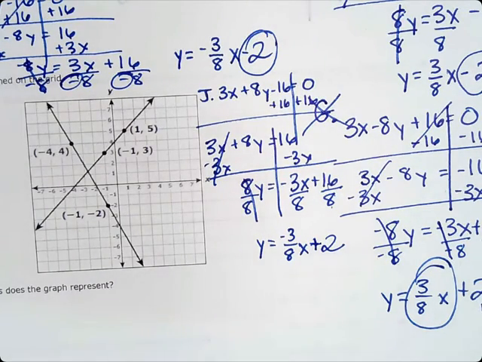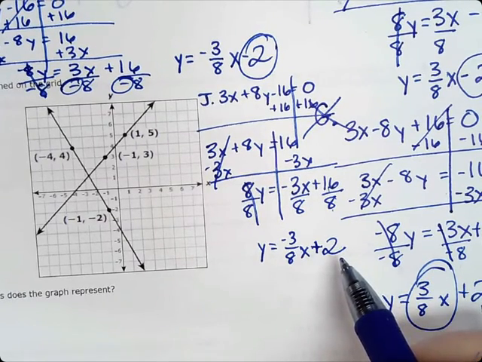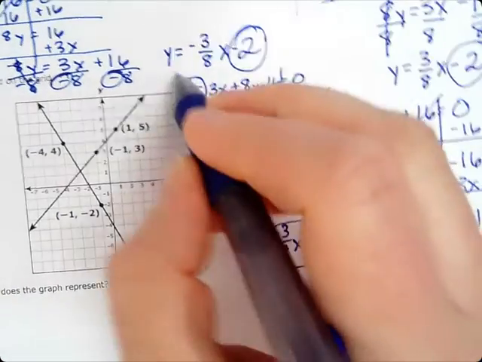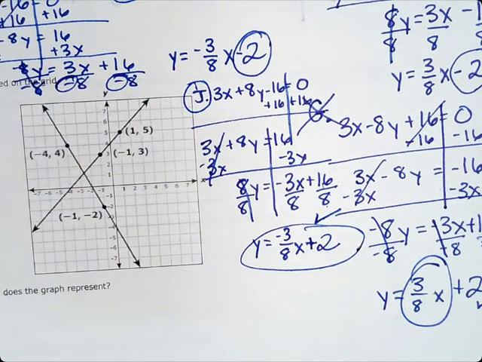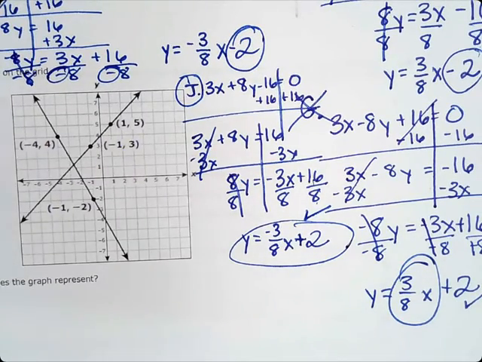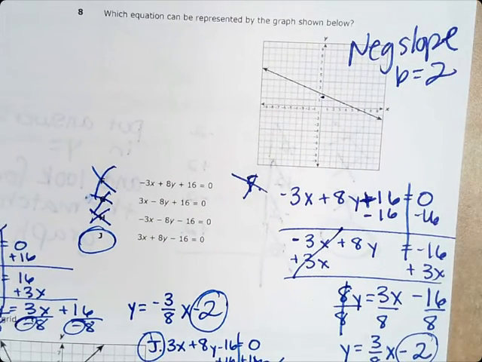Okay, so does that match now? Negative slope and a positive 2 y-intercept? It does, so J is our answer. We could also check it in the calculator. But if you have already gone through every single one of them, you know this is a negative slope. Y-intercept is at 2. That's really all you need to do.